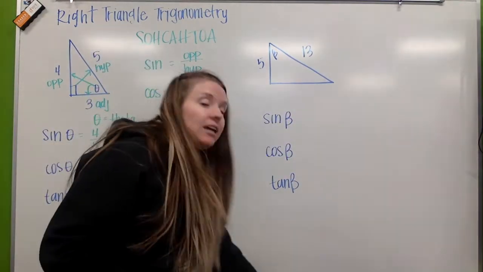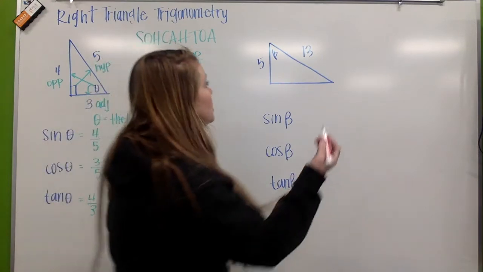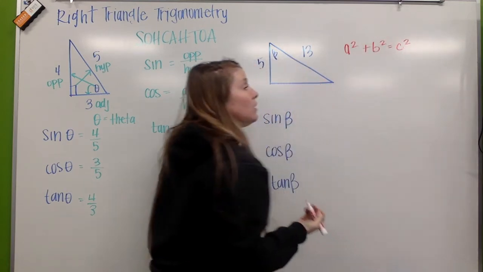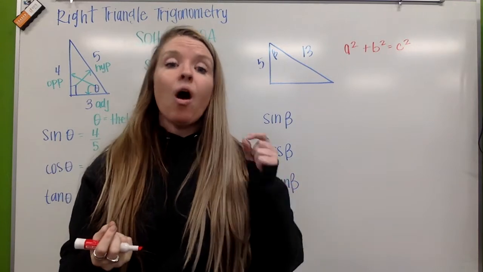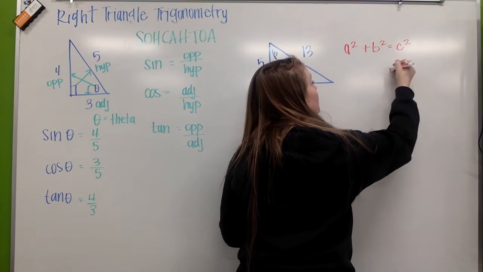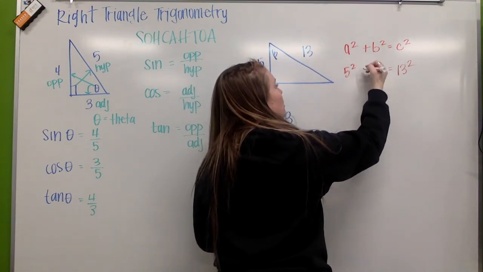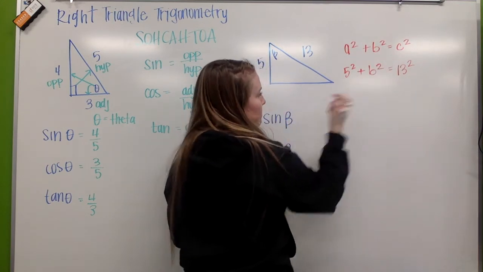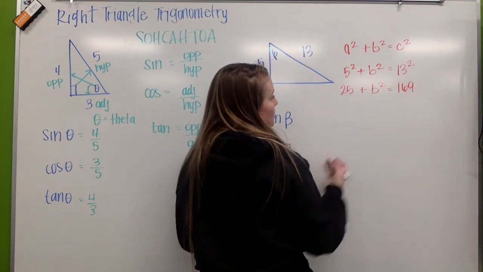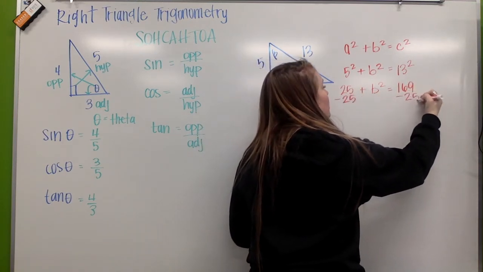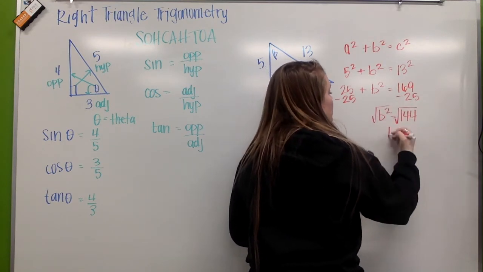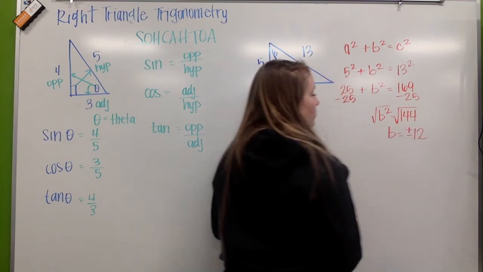To find that side length, we're going to use the Pythagorean theorem. So we have a squared plus b squared equals c squared. When we use the Pythagorean theorem, c always has to be the hypotenuse. So that's going to be my 13 here. And then we'll say 5 is a, so we're solving for the side b. So this is 25 plus b squared equals 169. I'm going to minus the 25 over. So b squared equals 144. And I square root both sides, and I get plus or minus 12.